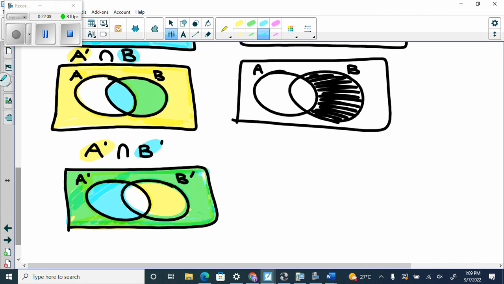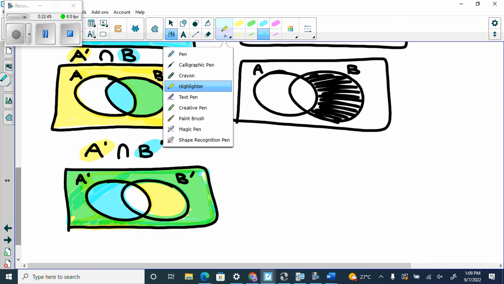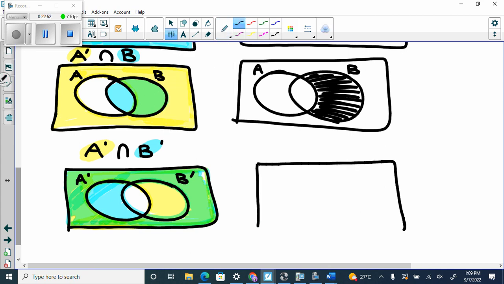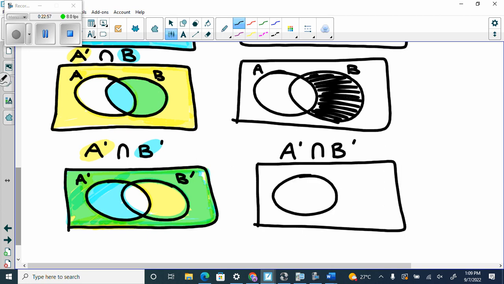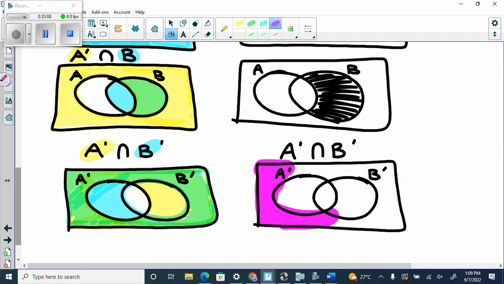Where is it green? On the outside, right? Where does not A and not B exist? On the outside. Makes sense. Shade everywhere but the circle. That is not great shading, but you get the point.